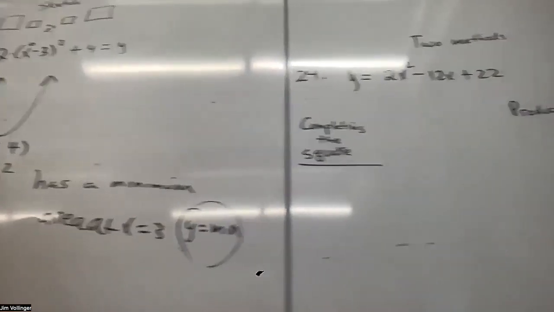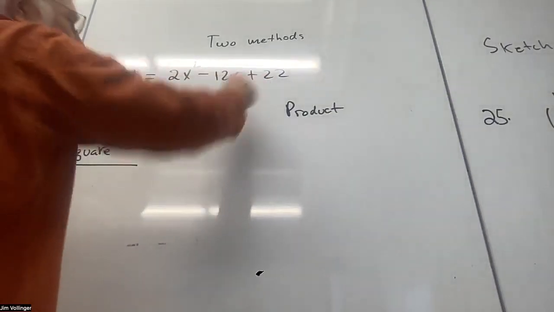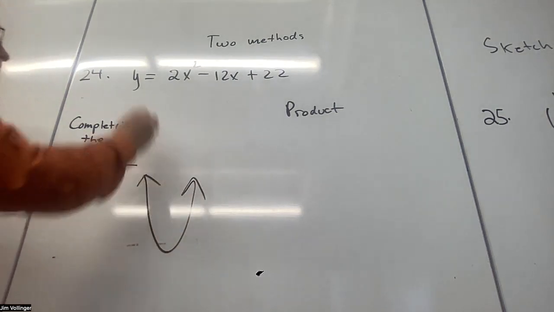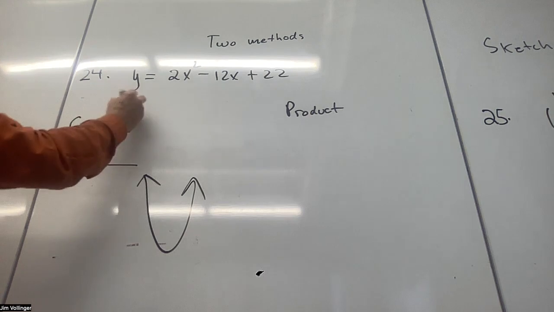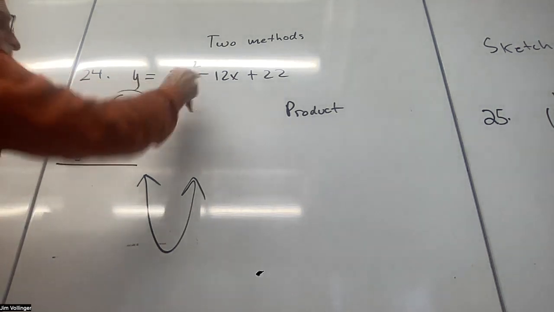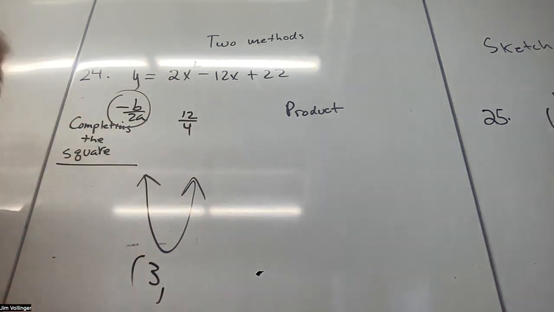Moving right along. So what happens when it's written as 2x squared minus 12x plus 22? We can do it 2 ways. Cup shape up, again, because it's +2. We can look at completing the square, which really boils down to minus b over 2a, which I will talk about conceptually later. Right now, we're just going to do the mechanics. Minus b is +12. 2 times 2 is 4. Oh, this is at 3.